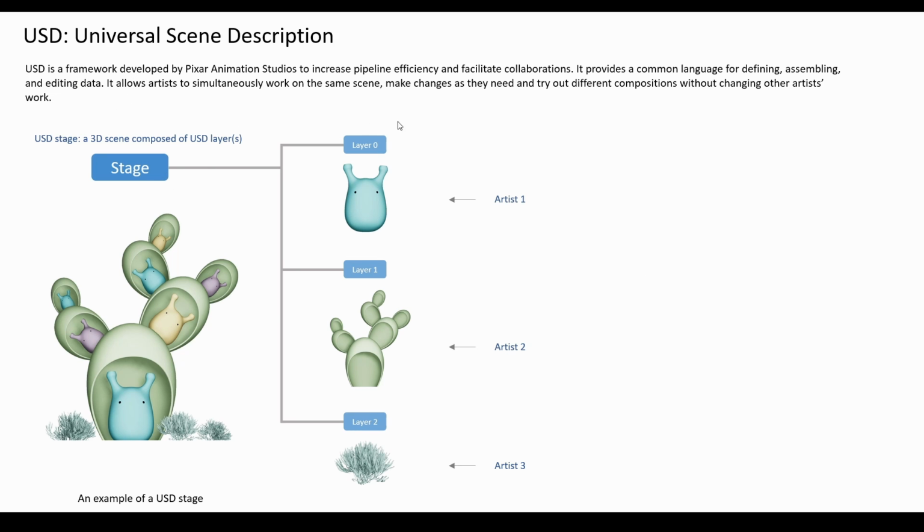And you can read the paragraph if you like. What's really important is that it allows artists to simultaneously work on the same scene, make changes as they need, and try out different compositions without changing other artists. That's what it's designed to do, and it does it very, very well. For the gaming side of things, we're going to be hijacking it a bit and using it as a way to get things out of Bifrost, not just Maya, but Bifrost and into USD. I'll be teaching you USD concepts today. I'll also be teaching you Bifrost USD concepts. And they're slightly different because they are procedural USD concepts. So we'll get into that.